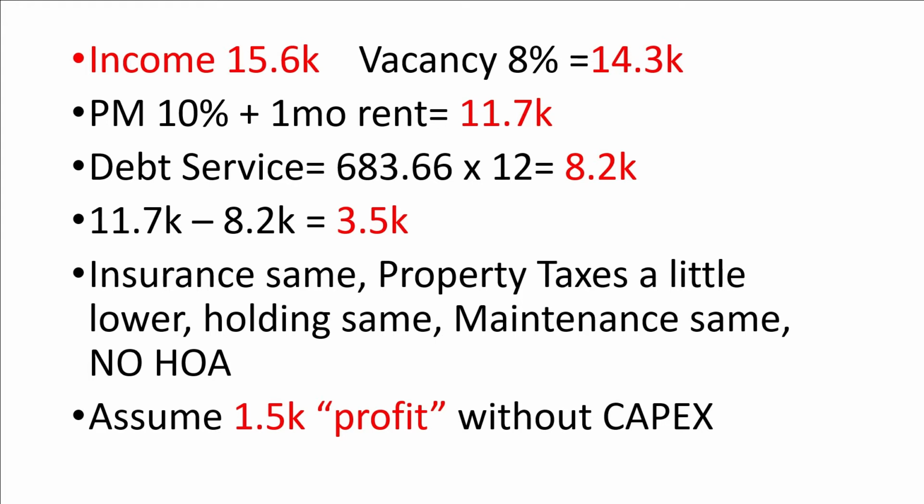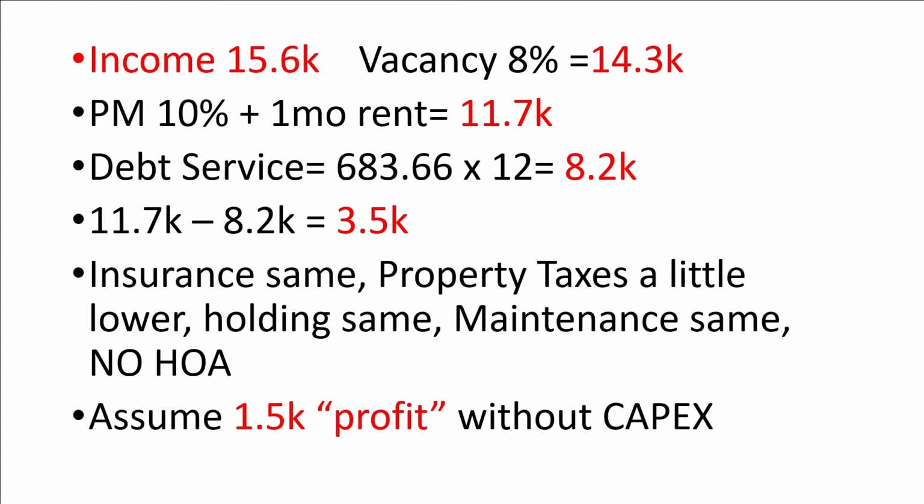It makes $3,500, but this one doesn't have the HOA. But let's assume that the insurance was the same and property taxes were a little lower, just by the fact that when you start checking into it, the property taxes are just a little bit lower, even though this house is more expensive. It could just be that it's in a different county and that county taxes differently. But you're still assuming the same maintenance, same everything else, but there's no HOA. But now what you're getting is about 1.5 thousand in profit without CapEx.